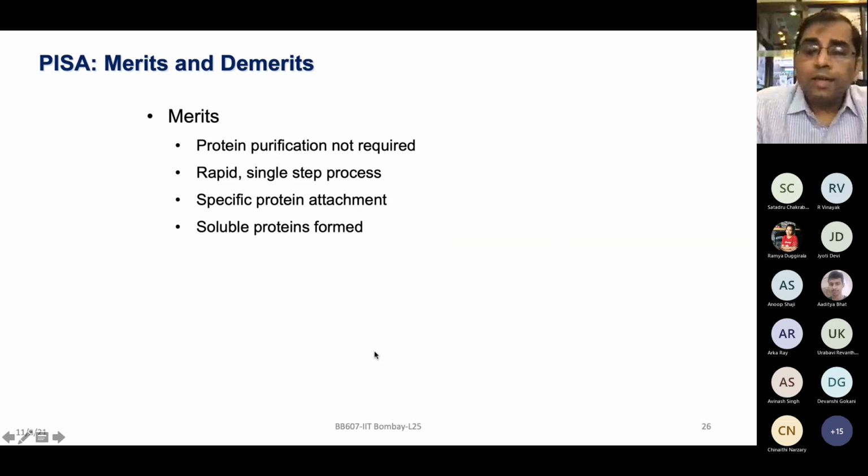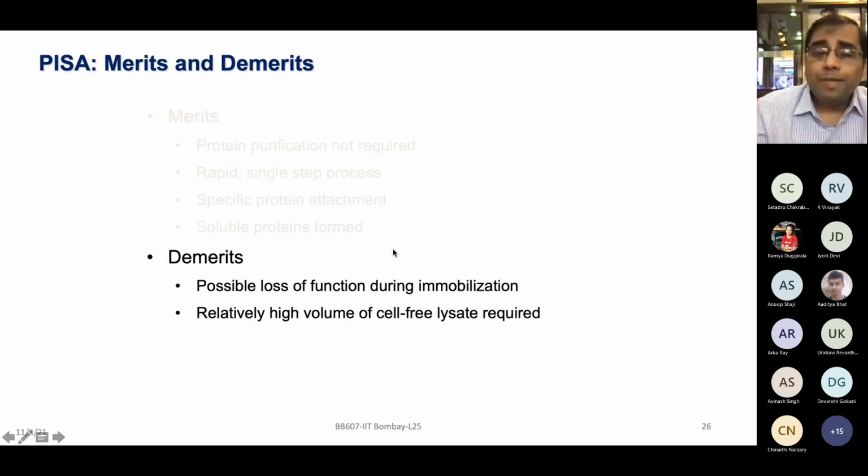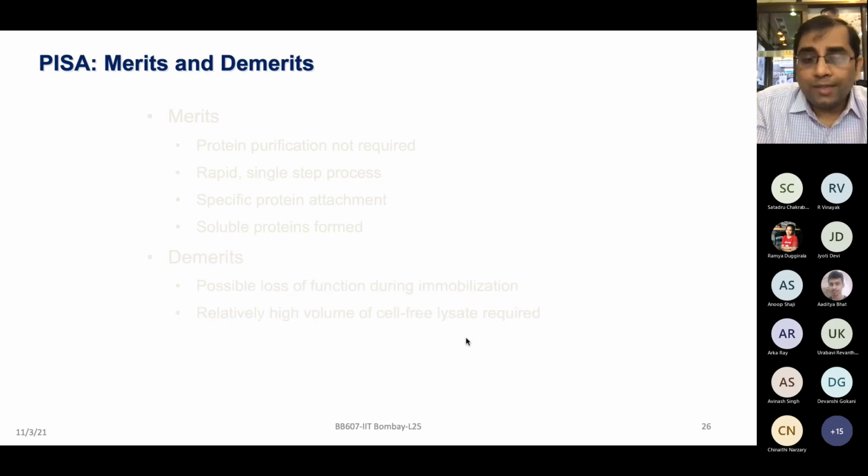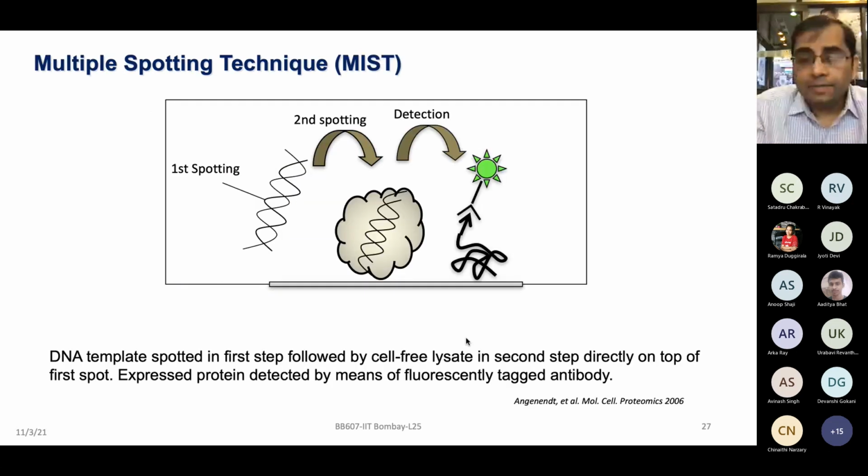This was a very novel concept that came in 2001, and there was a lot of interest because you are not purifying the proteins. It was a quite rapid process. Since you are using an affinity interaction, it gives specific protein attachment through the nickel and histidine interaction, and soluble proteins are formed. The demerits were that while doing this immobilization, you might lose the protein function. Also, a large volume of the cell-free lysate or in vitro transcription translation mix was required for this reaction, which could be costly and have stability challenges.